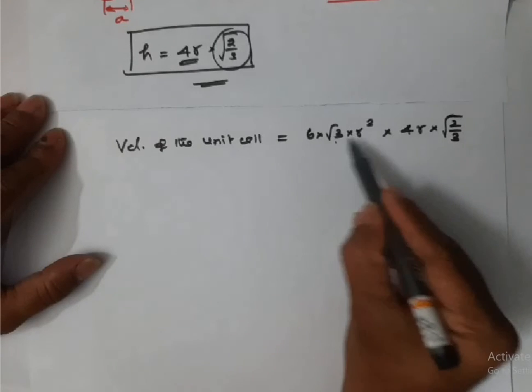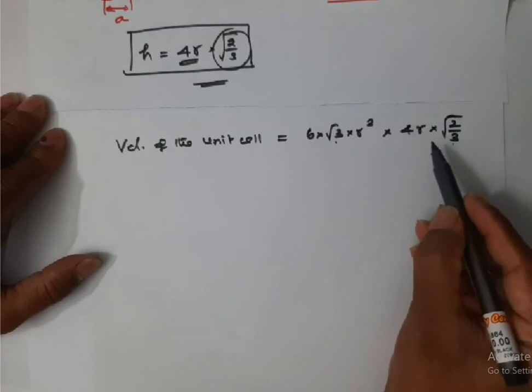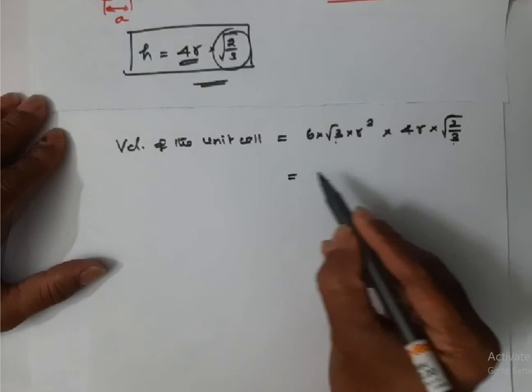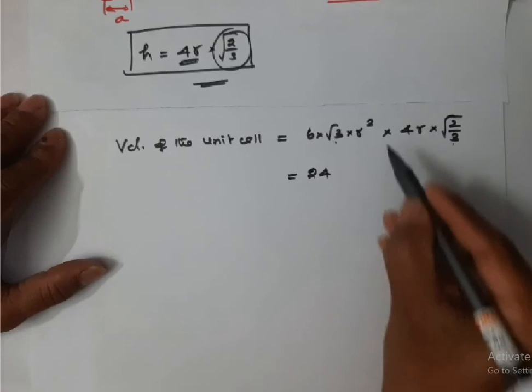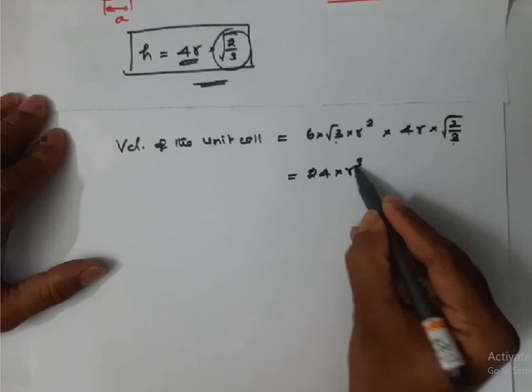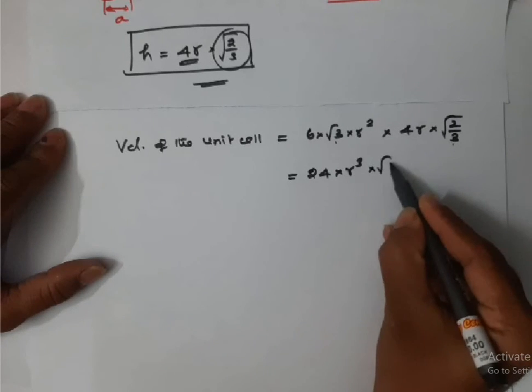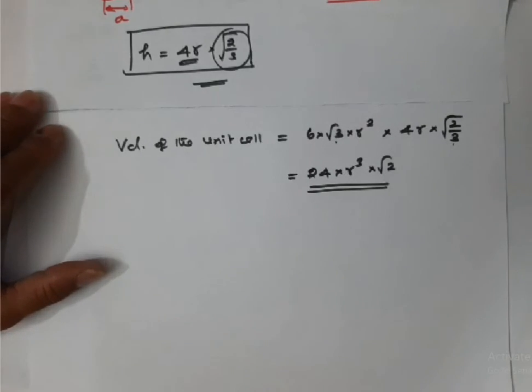So this root 3 and this root 3 cancel. If you multiply, you'll get 6 into 4, 24. R square into R is R cube. And here we have square root of 2. This is the volume of the unit cell.